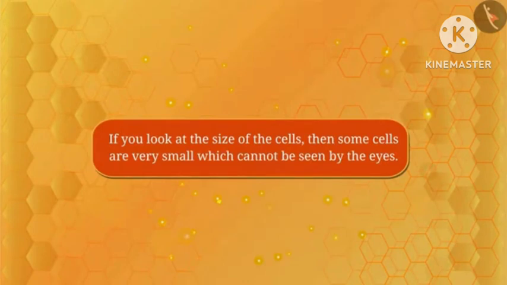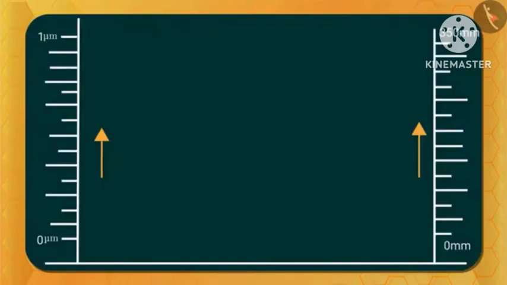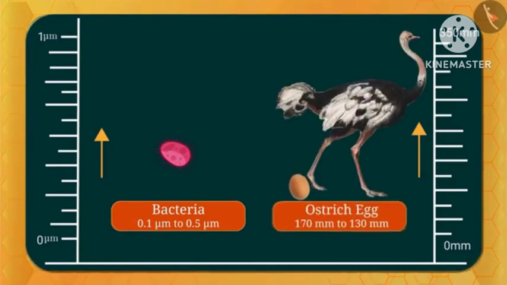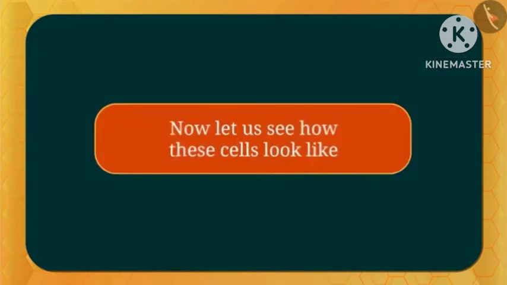If we look at the size of cells, some cells are very small and cannot be seen by our naked eyes, whereas some cells can be. For example, a bacterial cell ranges from 0.1 to 0.5 micrometer, while an ostrich egg, the largest cell, is from 170 mm to 130 mm.